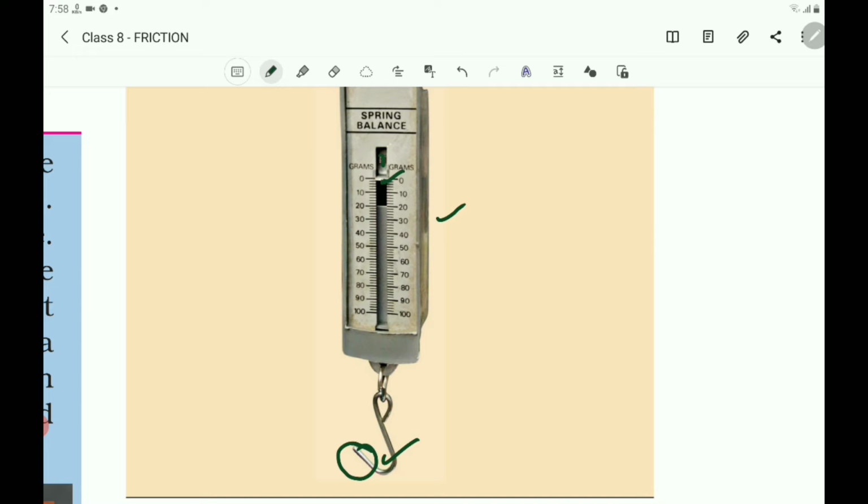Here there is a scale for reading, and the pointer moves and reaches some reading, and that is the reading which is the force applied, or that is the reading which gives the weight of the object. Children, observe the movement of the pointer when weight is kept on the hook. See, as the weight increases, the indicator shows more force, more weight.